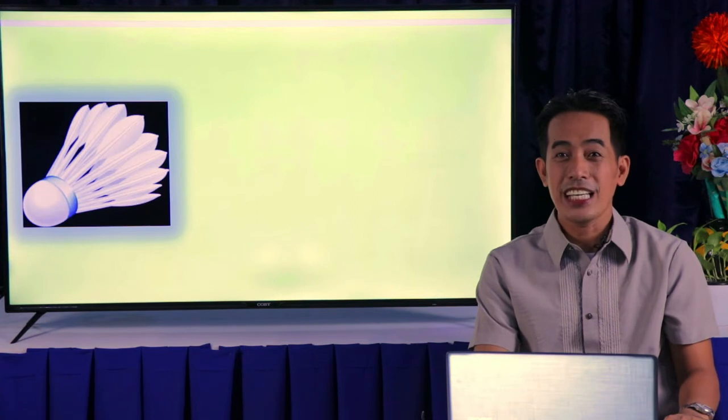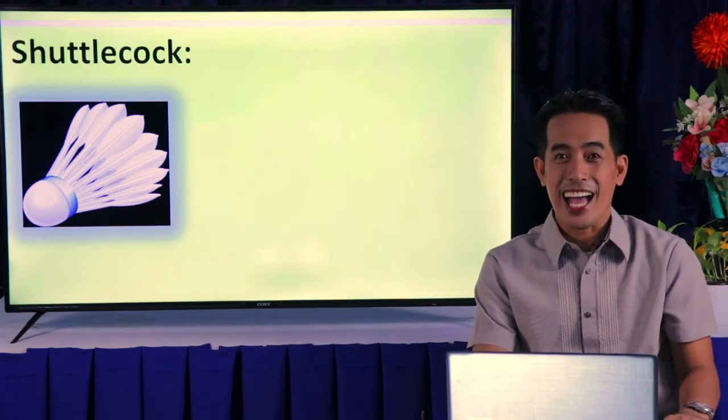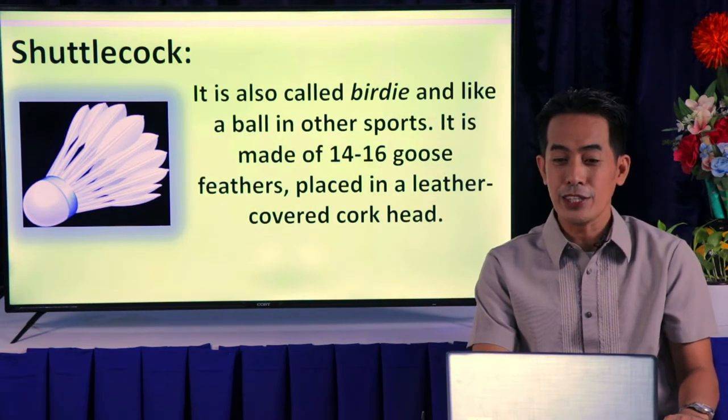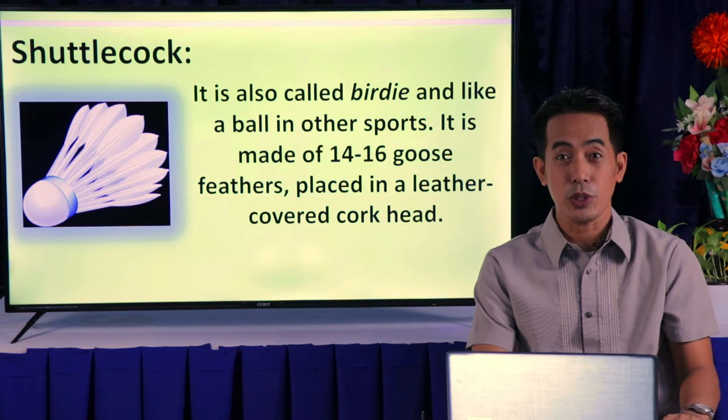And we have shuttlecock. It is also called birdie and is like a ball in other sports. It is made from 14 to 16 goose feathers placed in a leather-covered cork head. Shuttlecocks can be made from either feathers or synthetic. The shuttlecock has a length ranging between 2.44 inches to 2.75 inches.